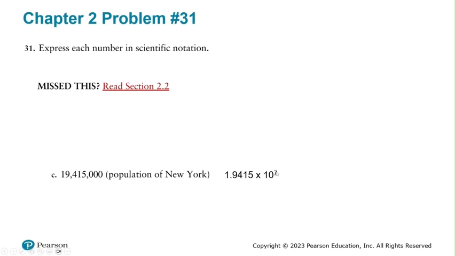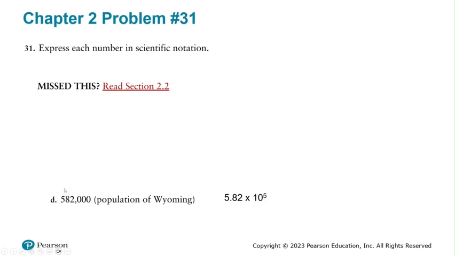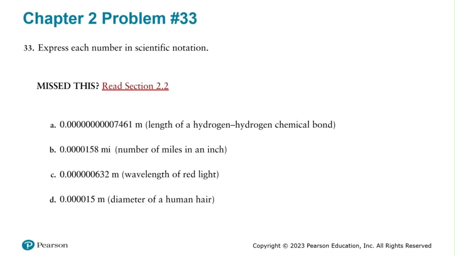So the last one with the positive exponents, Wyoming's population, the smallest of them, 5.82, we'll get rid of these insignificant zeros. Since we move 5 positions, 1, 2, 3, 4, 5, we made the number smaller, our exponent will be a positive 5, or a change of 5, an increase of 5, however you want to think of it.